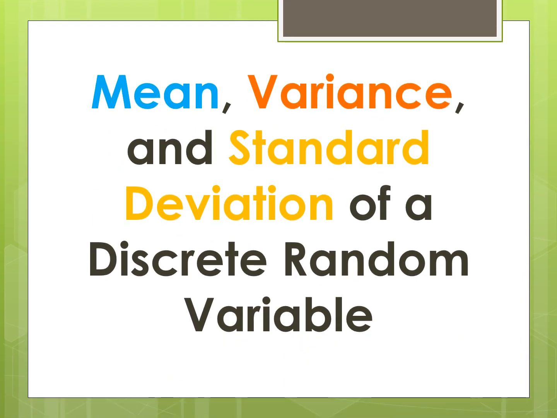So last time we have dealt with discrete probability distribution. Now we are going to find the mean, variance, and standard deviation of a discrete random variable. I know you came across these terms before. Now let's find how to find these three using several examples.